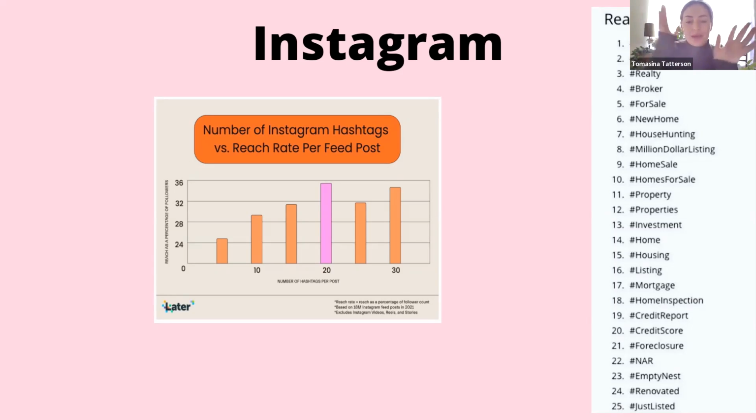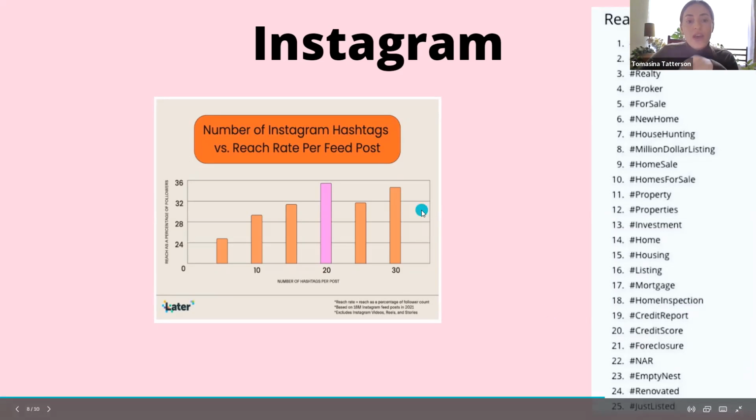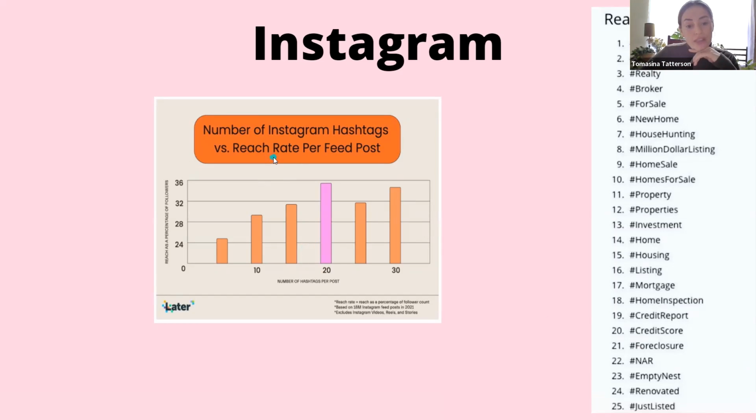Okay, so even though they said 3 to 5, this website had found that if you used 20 hashtags, you had a higher reach. Of course, the more hashtags you use, the higher the reach, meaning more people are going to see it, because you can also follow hashtags, just like I mentioned in my other classes. You can follow hashtag realtor, hashtag real estate, so you can get ideas for your own posts. Other people follow hashtags as well. So the more you use, the better chance.